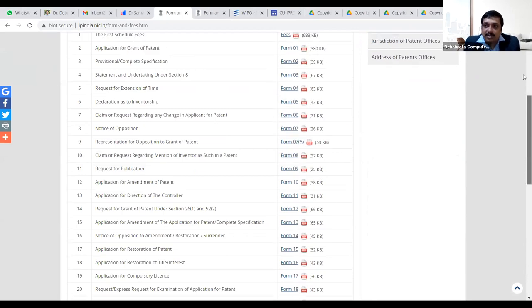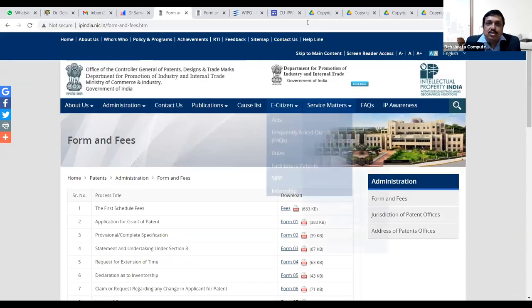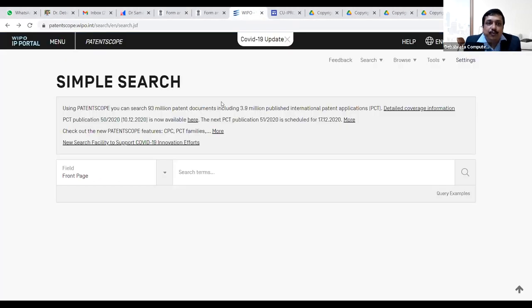That is very difficult to understand. For that, another option is available if you go for WIPO, because this is the one data set where a number of pieces of information are easily available in terms of patent or copyright or any IPR related work.